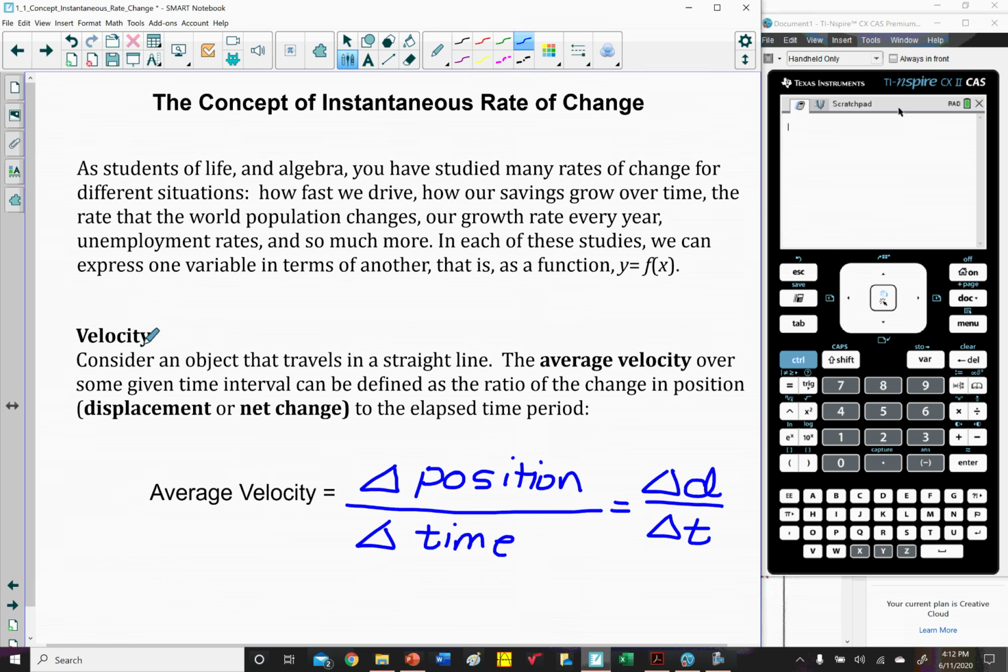All kinds of things are rates of change. In physics, we talk about velocity, and when you consider an object that travels in a straight line, when you talk about average velocity over a given time interval, we can define that as a ratio in the change in position compared to the change in time. So the displacement or the net change over that elapsed time period. That little triangle, that's the Greek letter for change. It means difference or displacement.